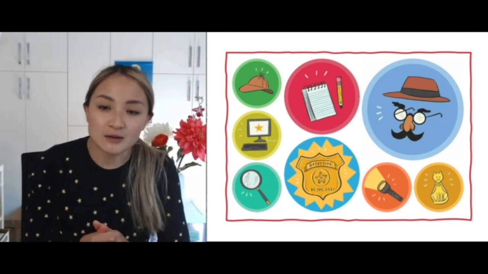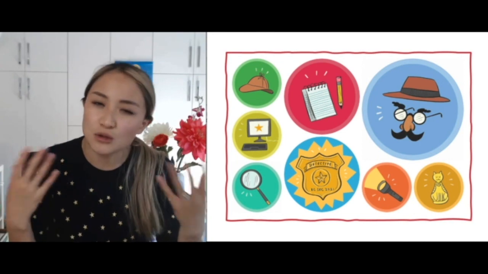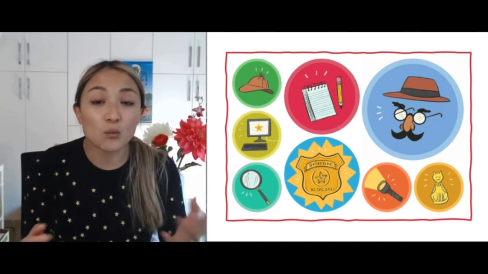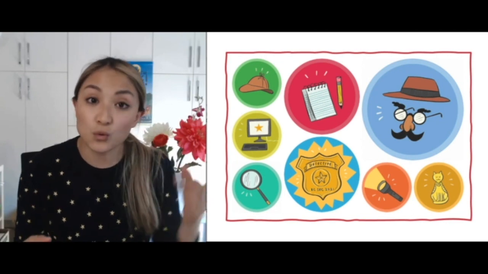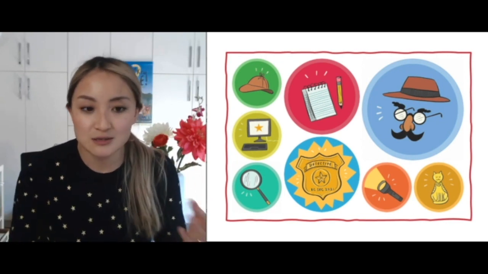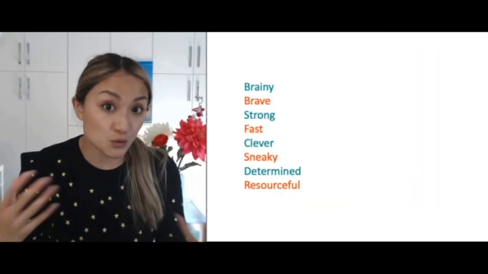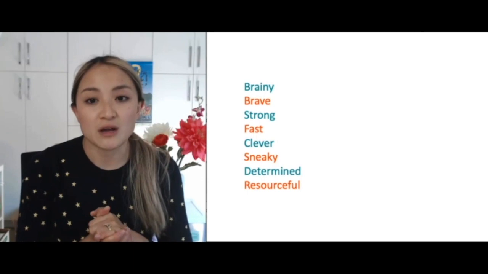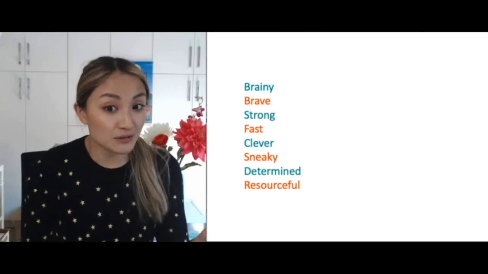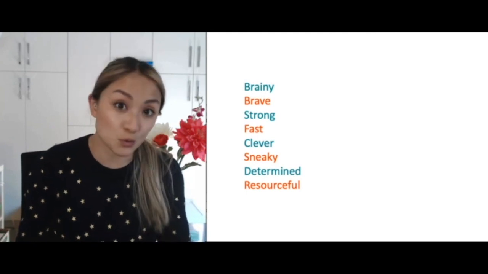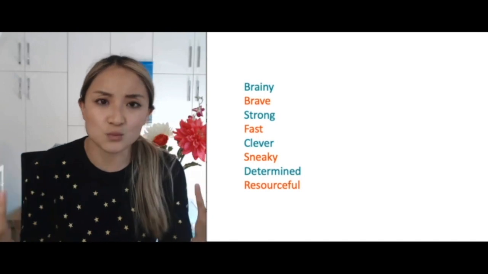And sometimes I have some trouble imagining what I want things to look like at first. And I find that what helps is to sometimes think of a word instead, and the word can help to inspire images. So here are some ideas for character traits that might get your creative juices flowing. Is your character brainy, brave, strong, fast, clever, sneaky, determined, resourceful? Just think of these words and think of what each of these words would look like.